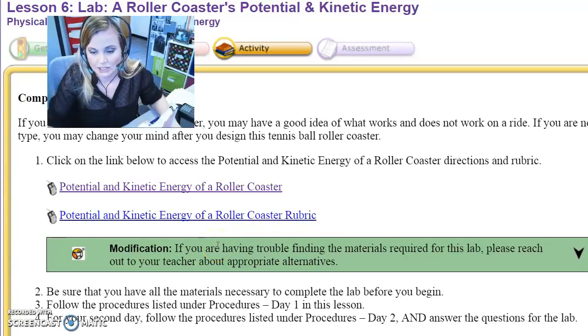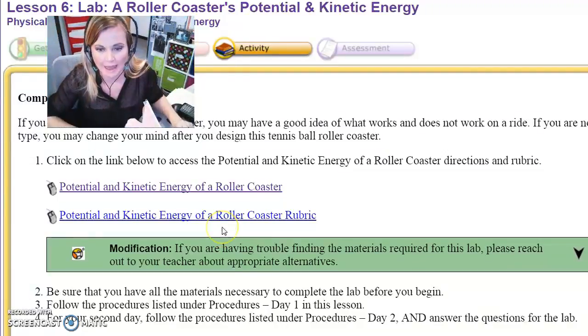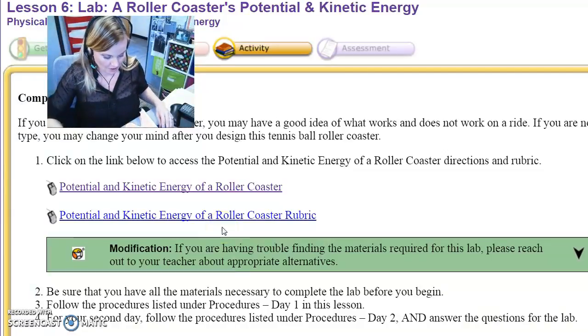Hi everybody, it's Mrs. Peachy from Physical Science, and I'm going to be doing the second half of your roller coaster portfolio tutorial right now for you guys to look at in order to figure out how to do the math associated with this portfolio.